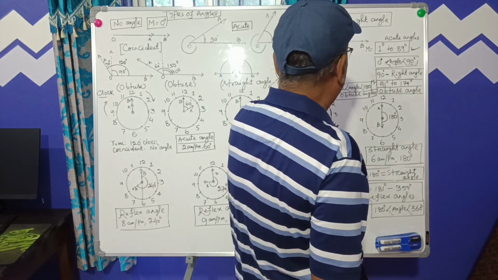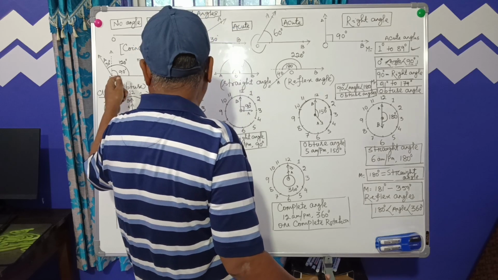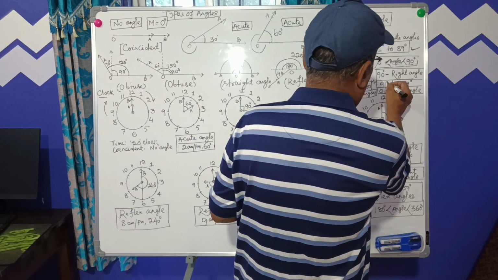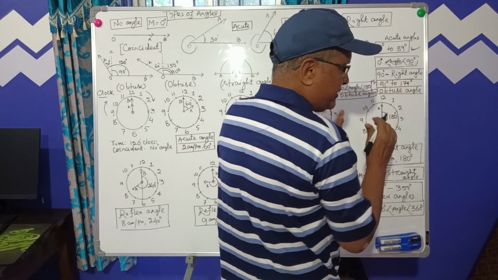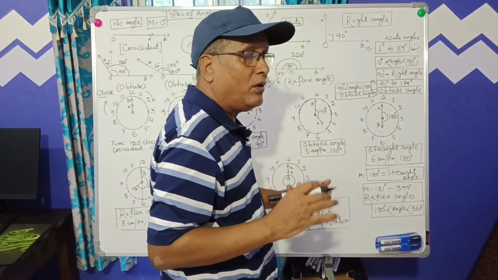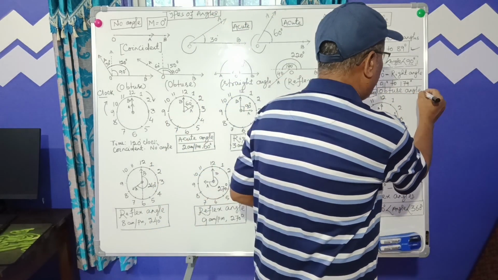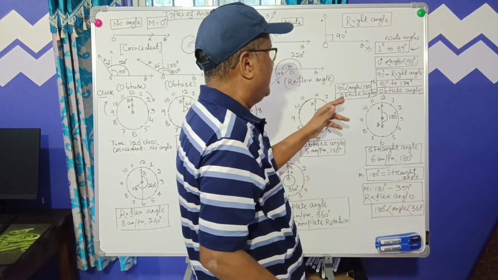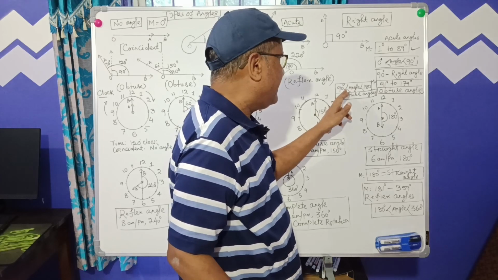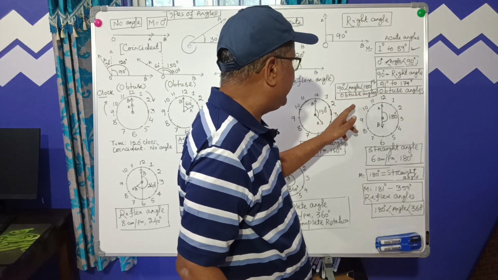This is the example. Now you see the angle is more than 90 degrees and less than 180 degrees. So from 91 degrees to 179 degrees, all these angles are called obtuse angles. Now we can write the obtuse angle is greater than 90 and less than 180. So this is a mathematical expression.